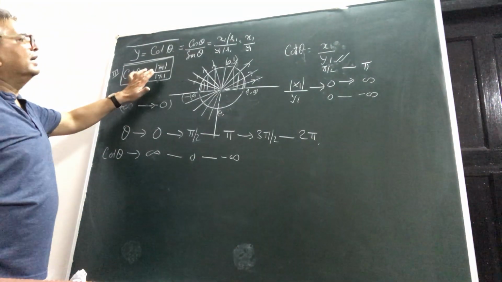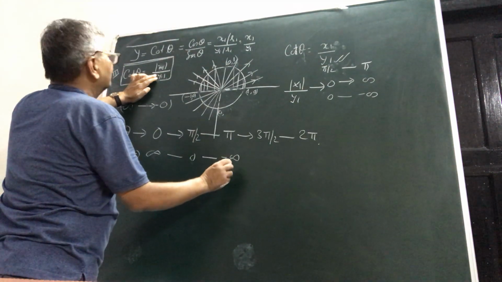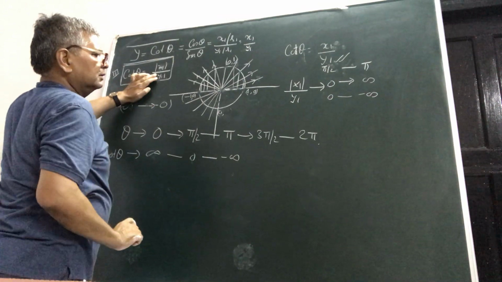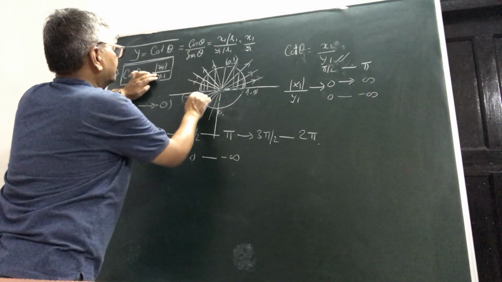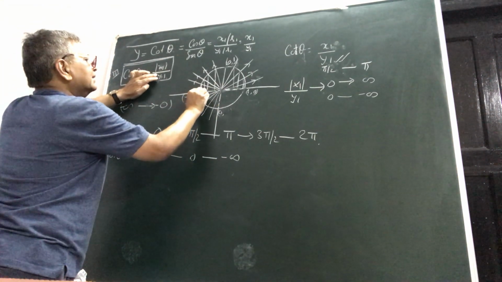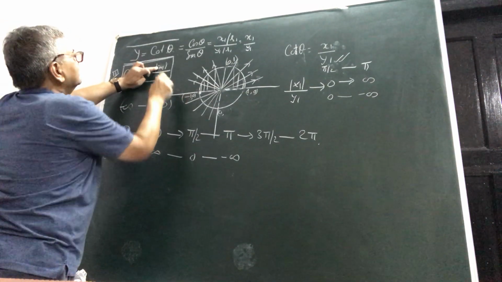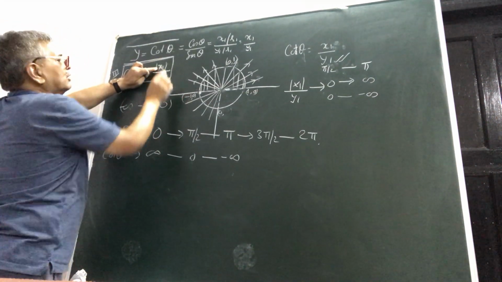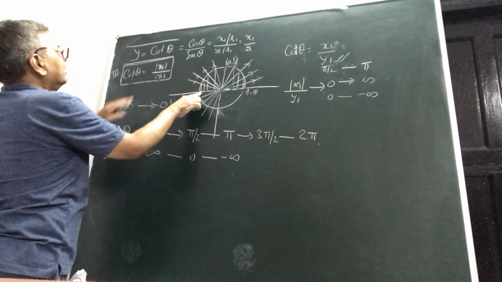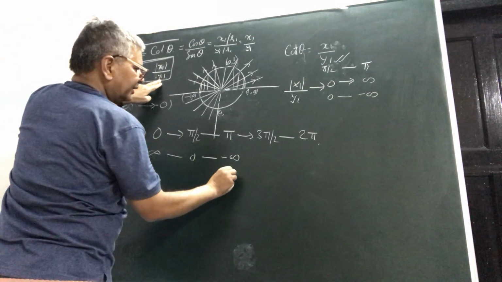So what will the thing be here? Initially at pi, the values are from where to where? X1 is 0. So, here we are in the third quadrant. See, here what is x1? X1 is minus 1. And what about the absolute value? Mod x1 is 1. And y1 is what? 0. 1 upon 0, infinity. So, infinity, let us take.